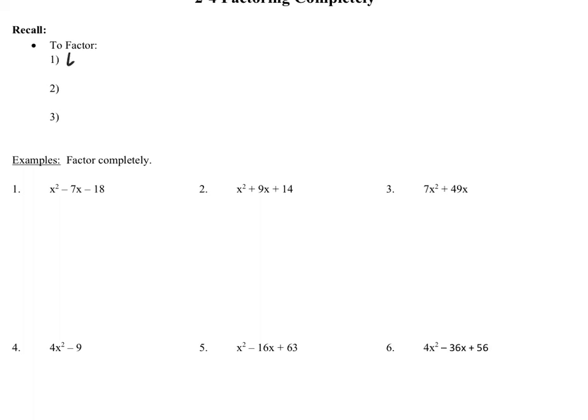The very first thing we're always going to do is look for a GCF. So we're going to look to factor a GCF if we can, right? That's the first thing we're always going to look for. Do any of these terms have a greatest common factor? If so, we're going to factor it out. And then we're going to do the next two things.